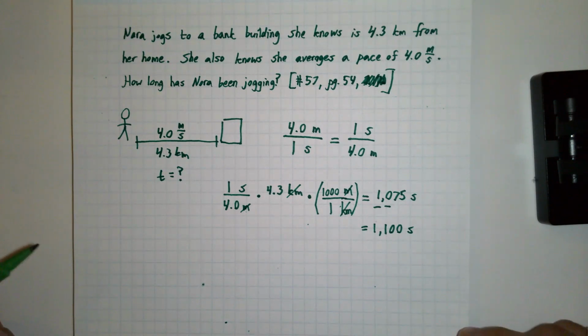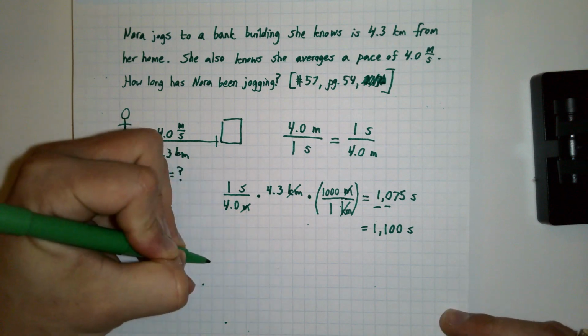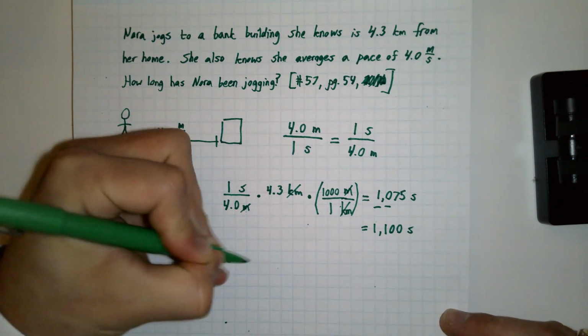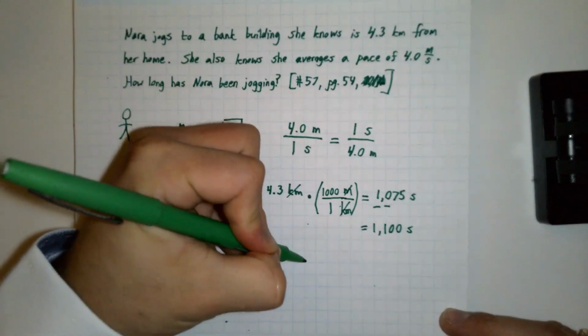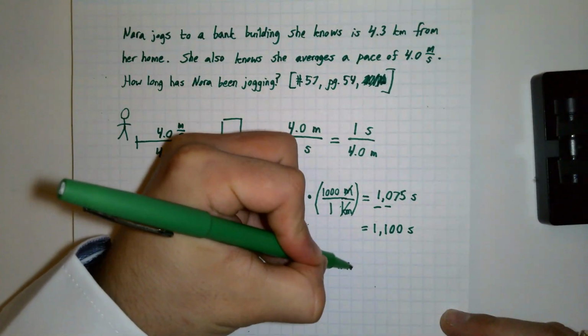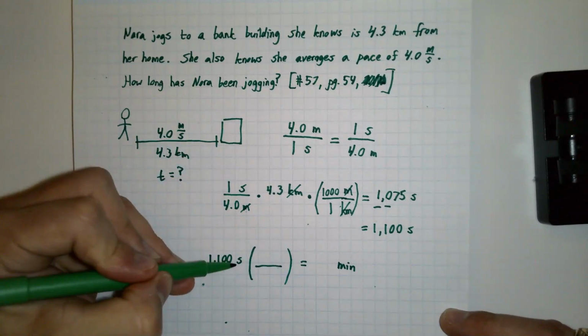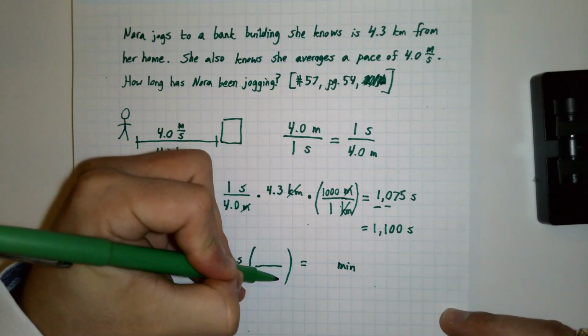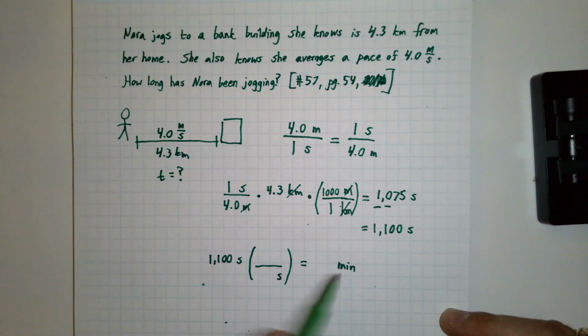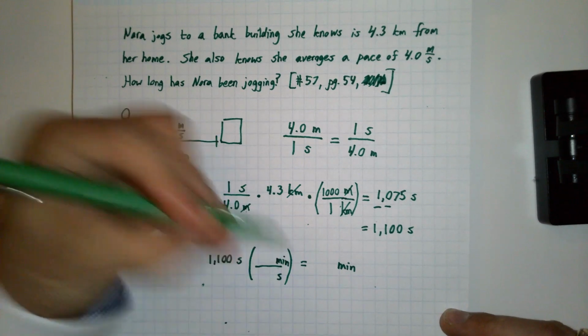We can convert that into minutes pretty simply. If we start again with 1,100 seconds, and we need to get into minutes, we need some conversion factor to convert from seconds into minutes. I'm starting in seconds. I need to get rid of seconds, so they have to go in the bottom. I want to get into minutes, so those go up top, so they'll stay in my equation.